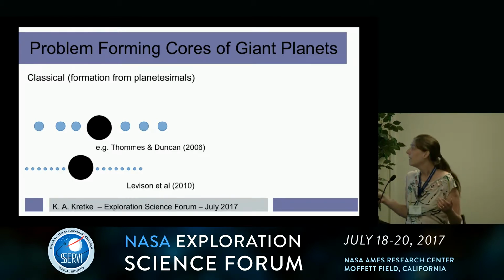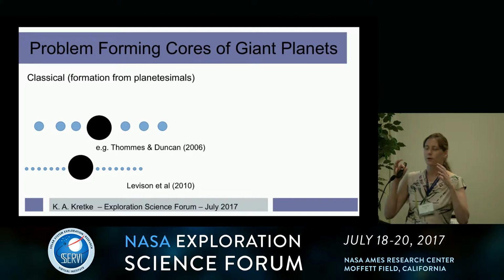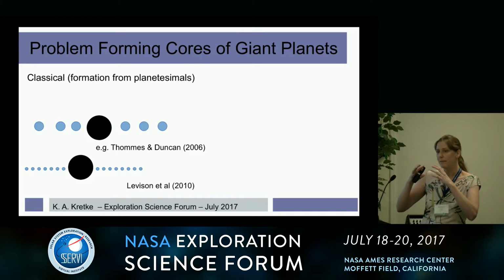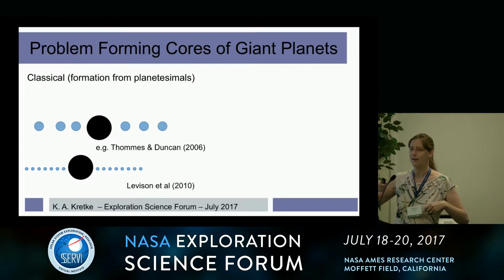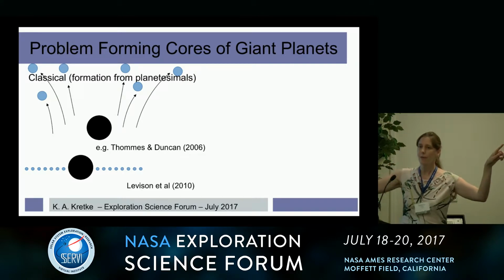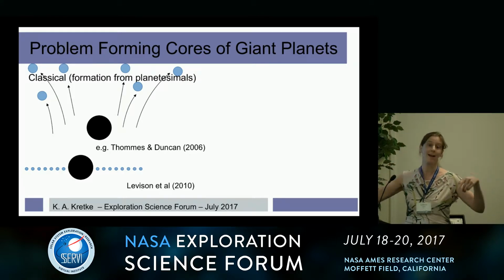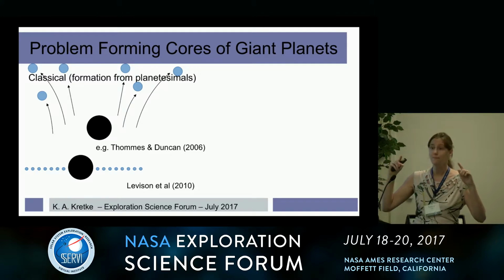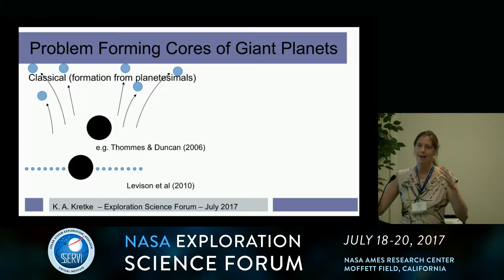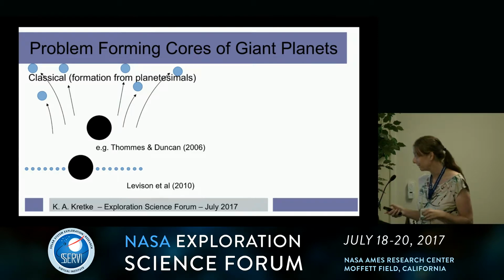If they're big, then as your core begins to grow, it gets a little bit bigger, and then it's able to scatter these planetesimals more efficiently. So you end up scattering away all of the food you're trying to eat. So this means that the embryos will quench their own growth, and you can't get a giant planet core.